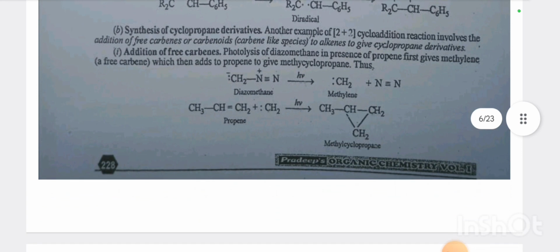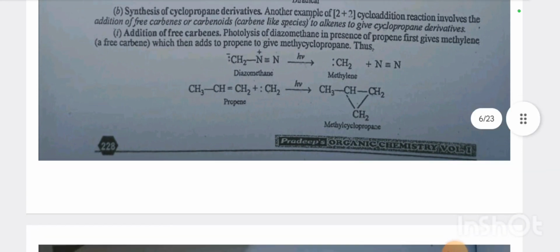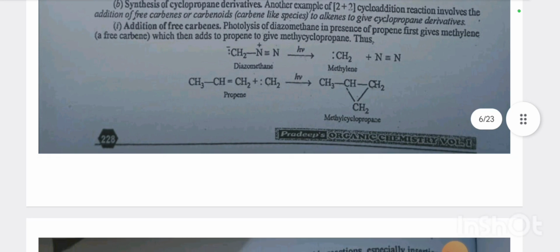Synthesis of cyclopropane derivatives. Another example of a 2+2 cycloaddition reaction involves the addition of free carbenes or carbenoids, carbene-like species, to alkenes, which gives cyclopropane derivatives. Addition of free carbenes. Photolysis of diazomethane in the presence of propene gives methylene, a free carbene, which then adds to propene to give methylcyclopropane.